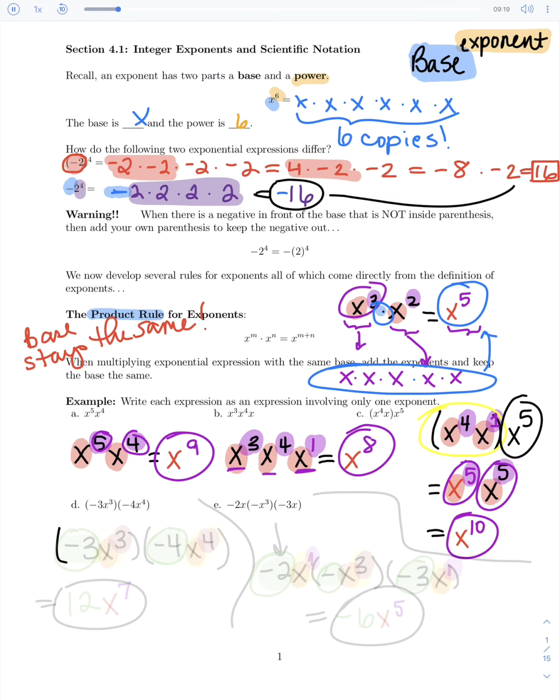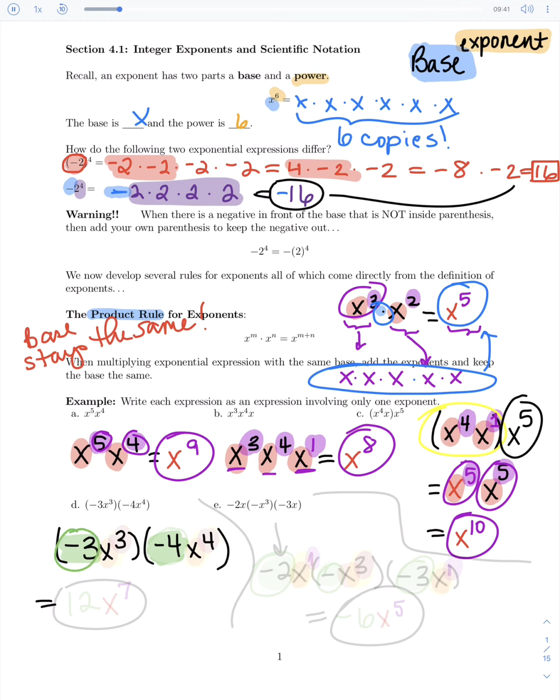Let's take a look at one more. Let's take a look at D. We've got negative 3x cubed times negative 4x to the 4th. And let's see what happens. Well, notice we do have just 2 normal numbers multiplied together. We have a negative 3 times a negative 4. Those are just normal numbers. They don't have any exponents. So we can just multiply those normally.